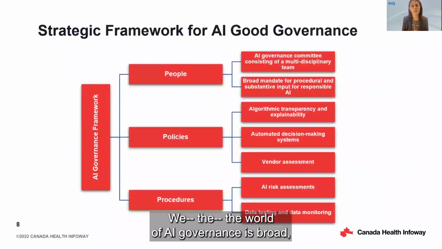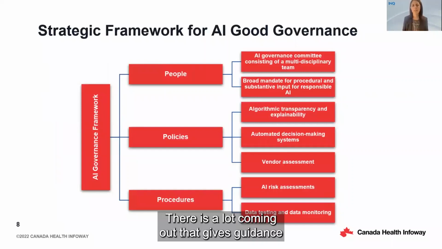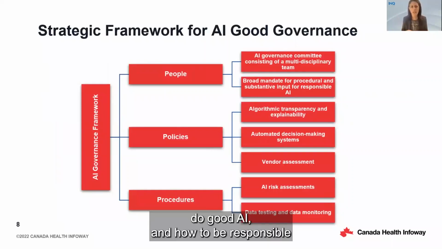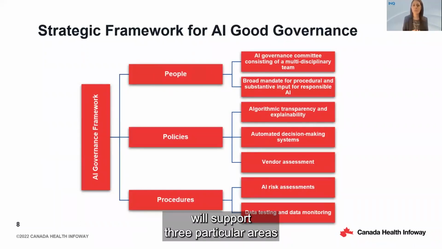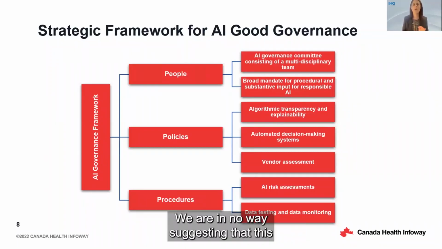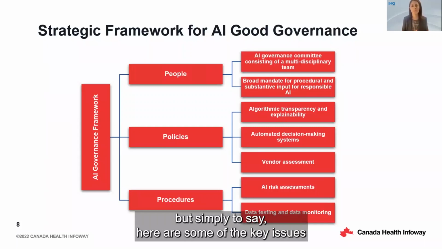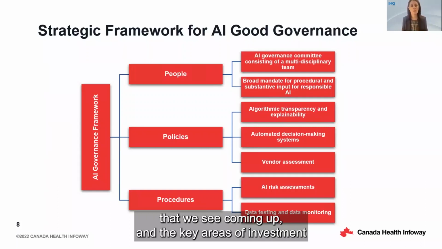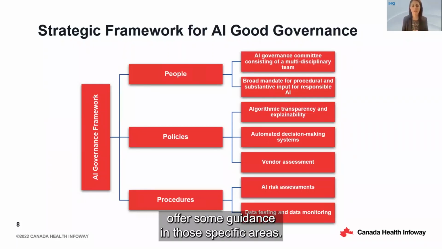The world of AI governance is broad. It's very fluid. There is a lot coming out that gives guidance around what it means to do good AI, and how to be responsible in the control mechanisms that are put in place. What we have proposed are a series of guides that will support 3 particular areas of a broader AI governance framework. So the 3 areas are people, policies, and procedures. We are in no way suggesting that this encompasses the entire world of an AI governance program, but simply to say, here are some of the key issues that we see coming up and the key areas of investment for AI governance. And we'd like to offer some guidance in those specific areas.